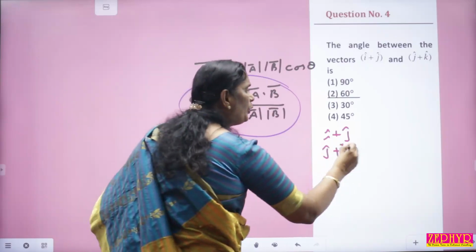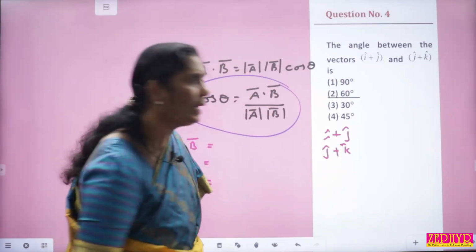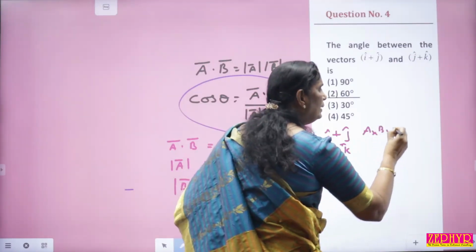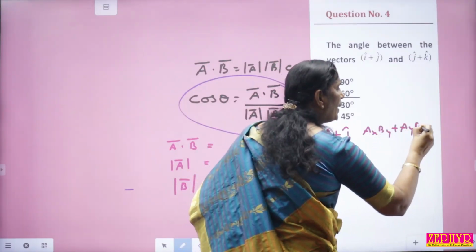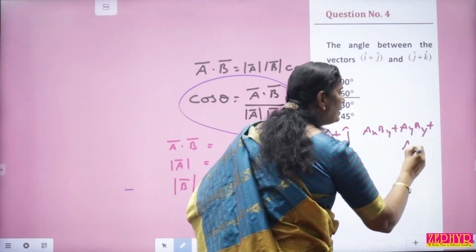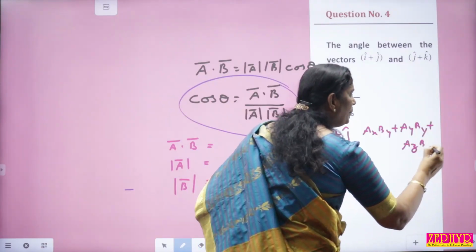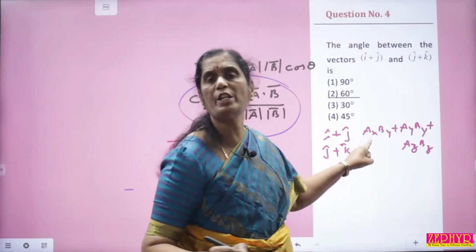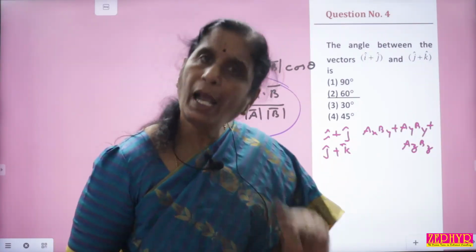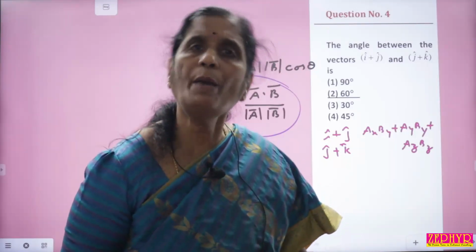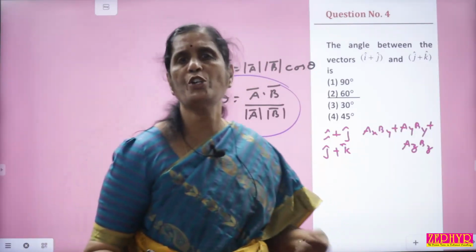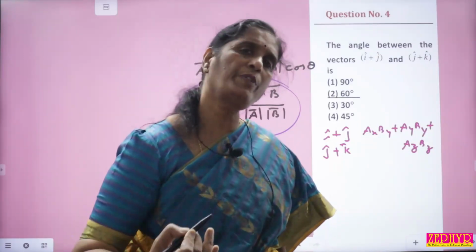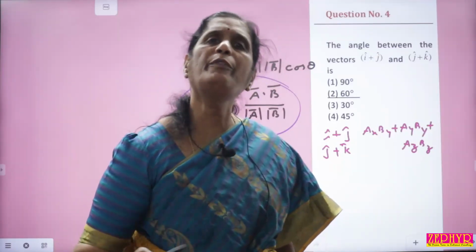Most of you know how to find the dot product: AX BX plus AY BY plus AZ BZ. What is the meaning? Collect the coefficient of i bar from the first vector, collect the coefficient of i bar from the second vector, and multiply. Coefficient of i bar must be multiplied. Similarly, the coefficient of j bar should be multiplied. I'm going to repeat for the k term also.